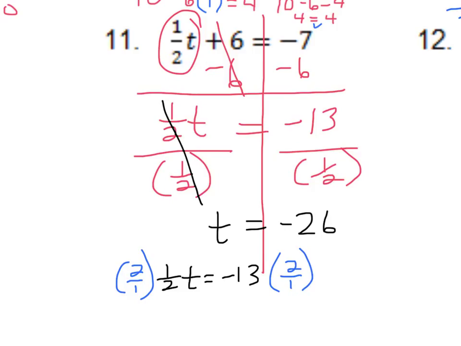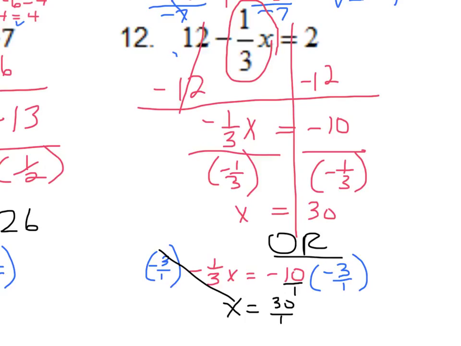And my 2s cancel out, leaving me with t equals negative 13, which really is a fraction all on its own. So I'm going to multiply the numerators. Negative 13 times 2 is negative 26. And on the bottom, I have 1 times 1, which is 1. So either way, you can either flip the fraction upside down and multiply both sides by it, or if you've got your calculator, you can divide as long as you put your fraction in parentheses. Okay, so now do number 12 on your own.